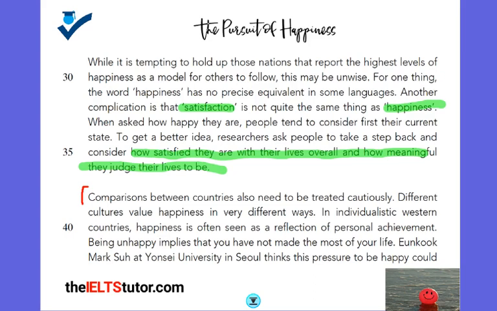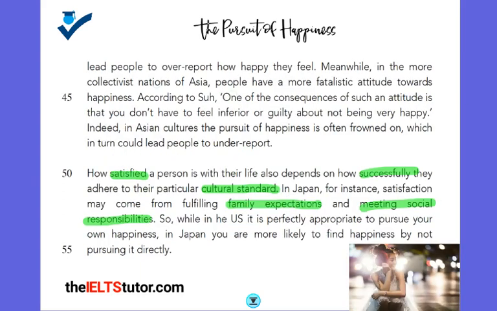Okay, now cultural attitudes toward happiness. So we've got something about different cultures value happiness in different ways. So we've got that as a topic sentence there. We've got Western countries, and we've got collectivist nations of Asia, Asian cultures, Japan as well as an example. So yes, we've got them in paragraphs 5 and 6.